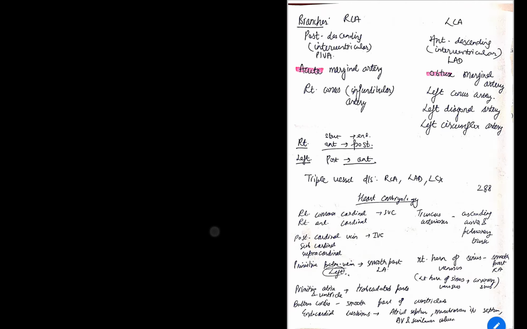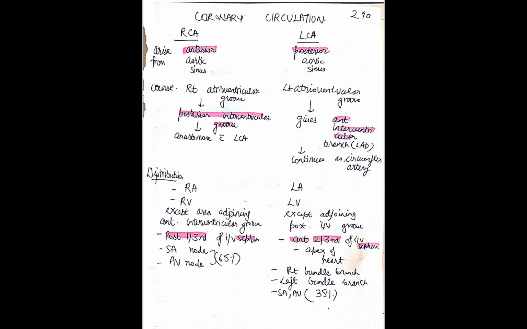Now let's see the coronary circulation. In the coronary circulation, what we need to remember is that the right coronary artery starts from anterior but ultimately goes to the posterior, and the left starts from posterior and ultimately goes in the anterior direction. So the right coronary artery arises from the anterior aortic sinus and courses in the right atrioventricular groove and then to the posterior interventricular groove, anastomosing with the left coronary artery.